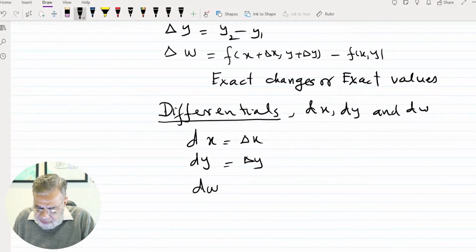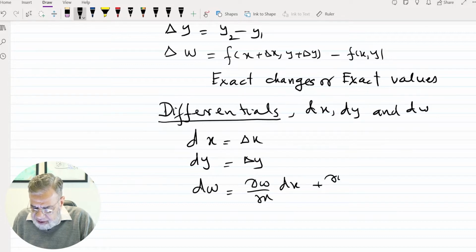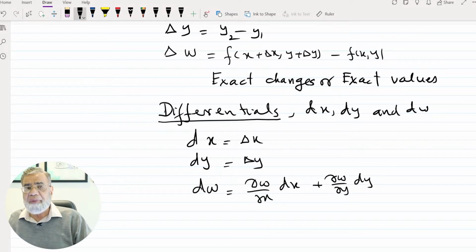Now for the differentials, the interesting value is dw. My dw is equal to partial w by partial x dx plus partial w by partial y dy. When we have one variable, we simply write f dash of x into dx, or since dx is equal to delta x, f dash of x into delta x. But now there are two variables, x and y, so we get the contribution from both variables.